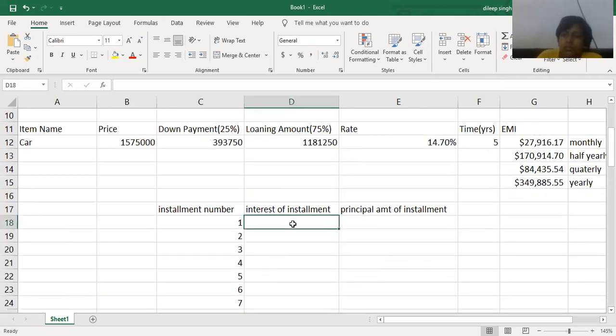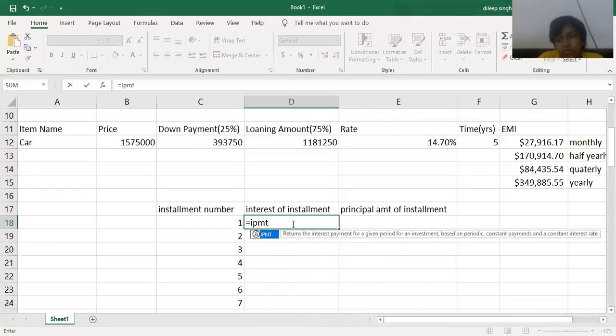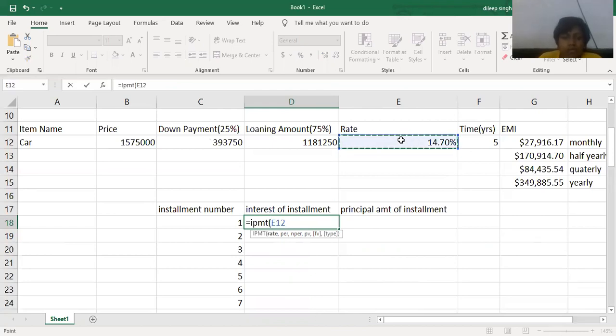Okay, and here we use the function IPMT. This function is generally used to calculate what? Calculate the interest of the particular installment. What is the ratio of interest in our installment? So just do this process. Just select the rate. This is the rate divided by 12, because we calculate on a monthly installment basis. That's why we divide by 12.